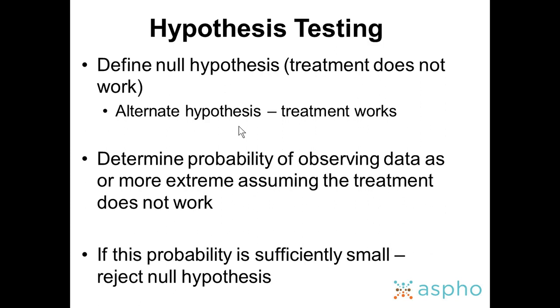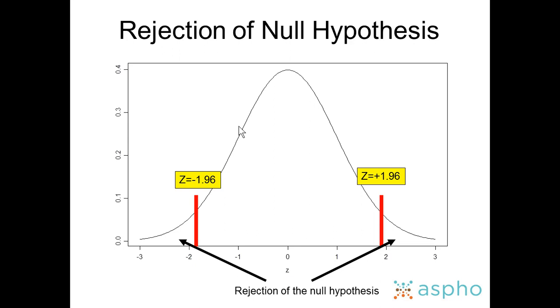And your alternative hypothesis is what you're really hoping to show, that your treatment works or that prophylaxis is effective at reducing bacteremia. All of statistics is about determining the probability of seeing data as extreme or more extreme as what you actually saw, assuming the treatment doesn't work. And if that probability is really small, we reject the null hypothesis and we conclude our treatment is effective. This will be more clear on this slide.